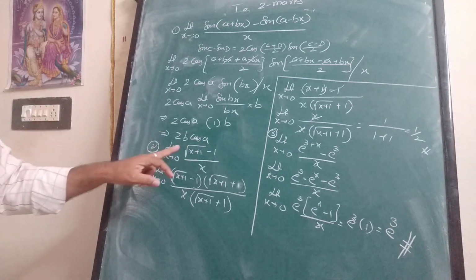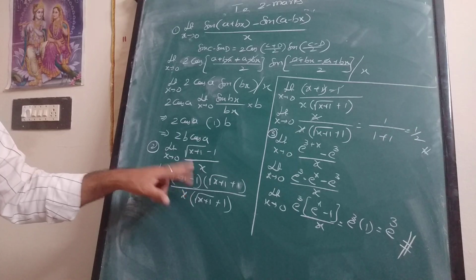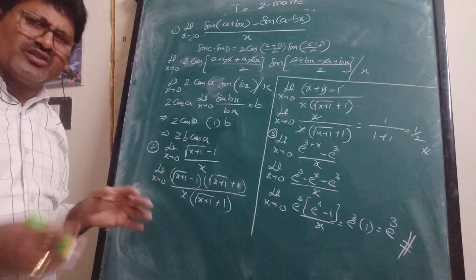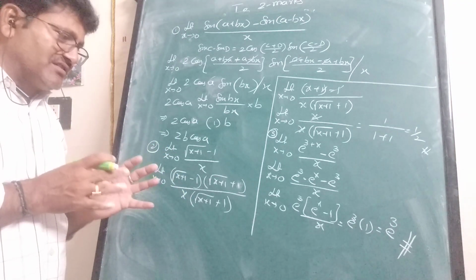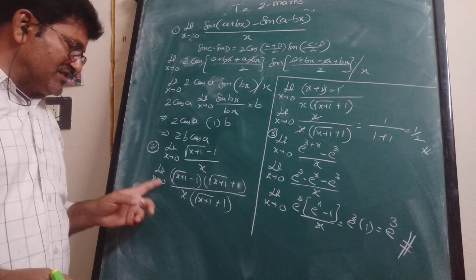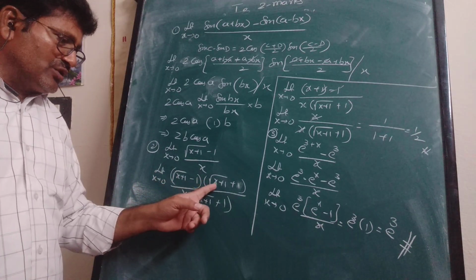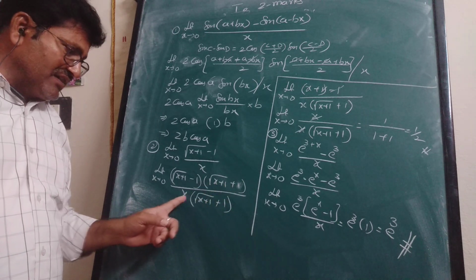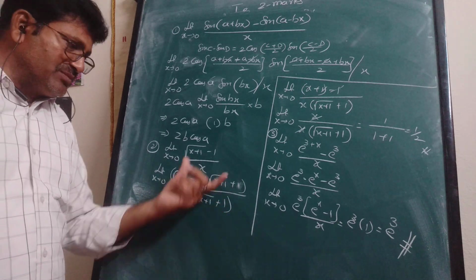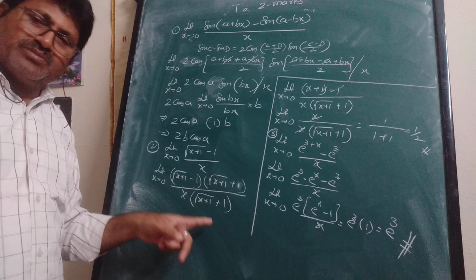Limit x tends to 0, root x plus 1 minus 1 by x. Whenever root comes in the numerator or denominator, take the numerator factor and multiply, rationalize it. Limit x tends to 0, root over x plus 1 minus 1, root over x plus 1 plus 1, x into root over x plus 1 plus 1. Multiply and divide with plus. If minus is there, plus is there.